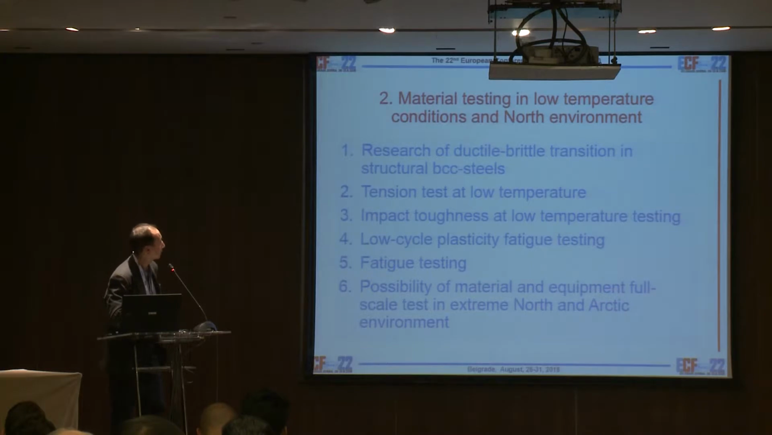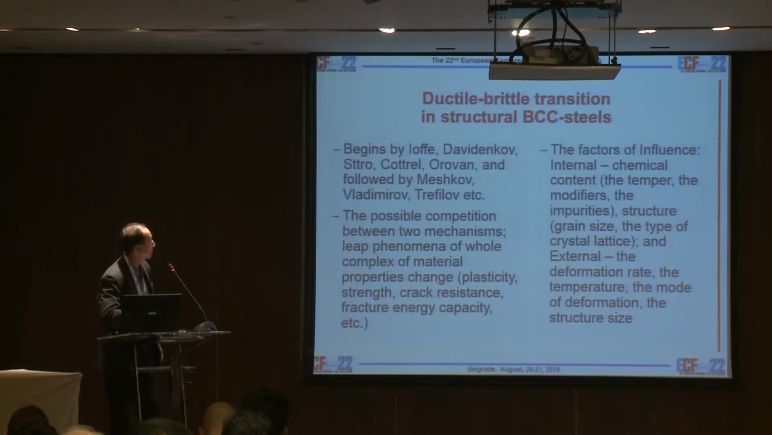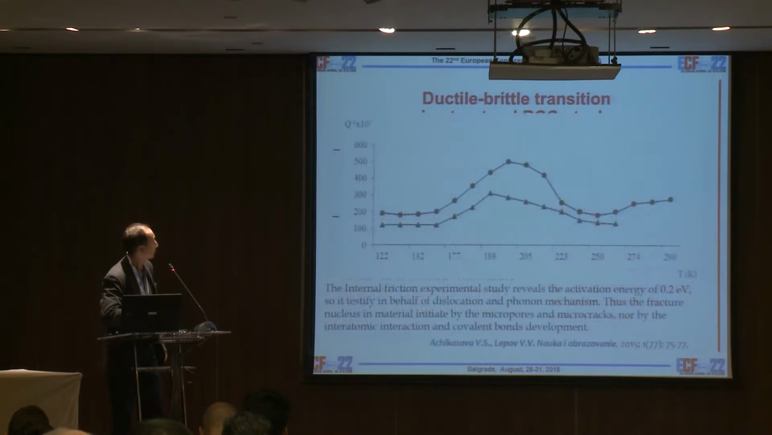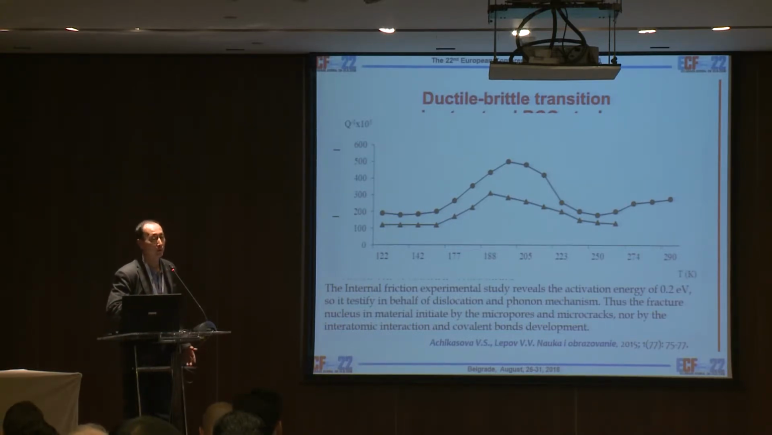So what about the material testing at low temperature? First of all is the research of the ductile to brittle transition in structural BCC steel. There is a tension test, impact toughness, low cycle plasticity, fatigue testing, and the possibility of material and equipment full-scale tests, which is possible in our conditions. Also, there is some theoretical basis. Our results concern the internal friction in BCC steel. We revealed that the activation energy is equal to 0.2 electron volt. So it's not a lattice, it is a dislocation and phonon mechanism. It was determined in our paper 2 or 3 years ago. Time goes very quickly, yes.